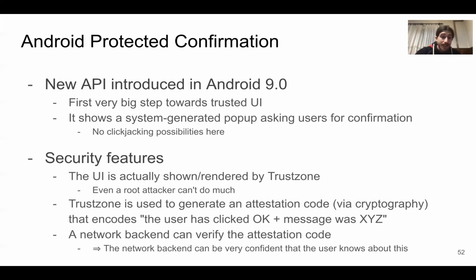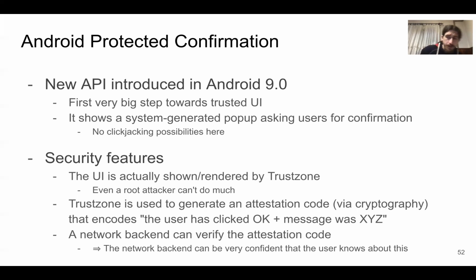How does it work? Let's check the security features. First of all, this pop-up UI is shown and rendered by TrustZone. There is a direct path from TrustZone to the actual UI, so even if you're root, you can't really tamper with this. The other thing is, sure, but how do I know that this UI comes from TrustZone? Well, the trick is that TrustZone is also used to generate an attestation code via cryptography that encodes that the user has clicked on OK and the message was XYZ.